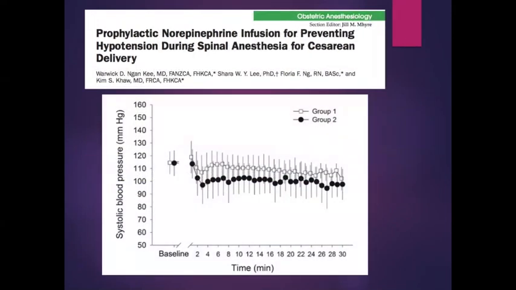Comparisons between groups showed that systolic blood pressure was greater over time in the norepinephrine infusion group versus the bolus group. And the authors concluded that this study showed that a manually titrated infusion of norepinephrine was effective for decreasing the incidence of hypotension during spinal anesthesia during elective cesarean delivery.